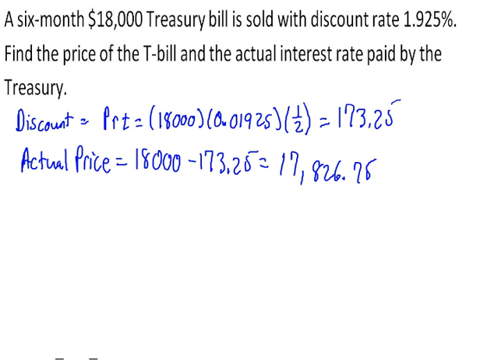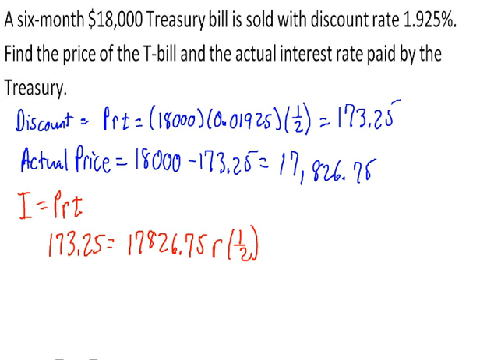So we could figure out what is the actual interest rate using the actual price of the T-bill. So to find the actual interest rate, we use that the principal, the amount that we're actually paying for the T-bill is $17,826.75, and that the interest we're paying is the $173.25, and that the time is still 6 months, so half a year. So plug in the interest, which is that $173.25, into for I. The P is $17,826.75 for P, and the time is 1/2, the 6 months. So plugging those into the formula, we now solve for R.